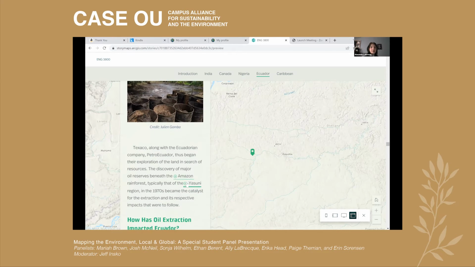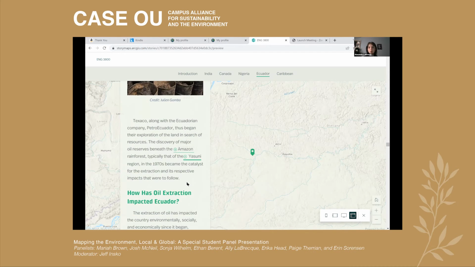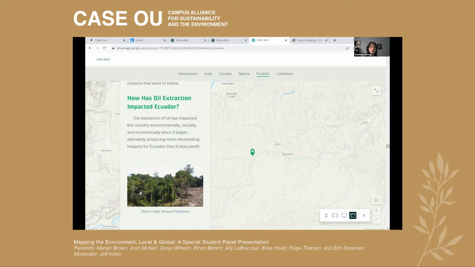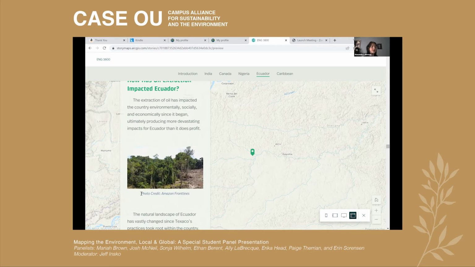And then in the 1970s, this is where it picked up, even though in the 1960s is where it began. And so how has oil extraction impacted Ecuador? It's impacted Ecuador in many ways, environmentally, socially, and economically.